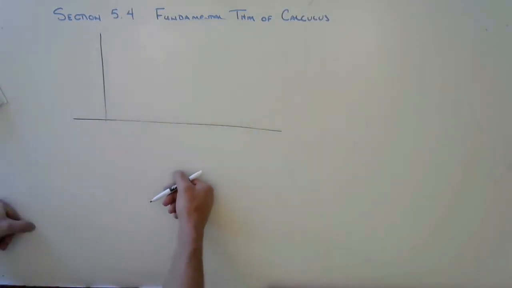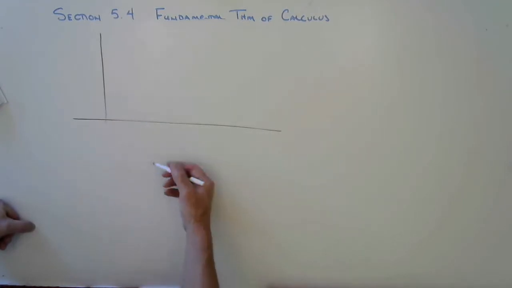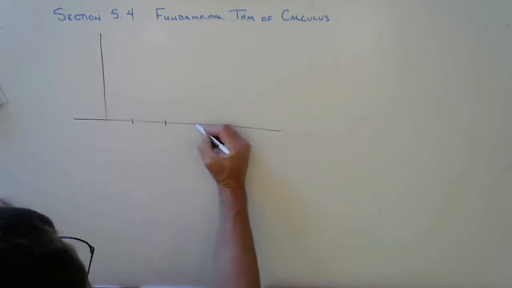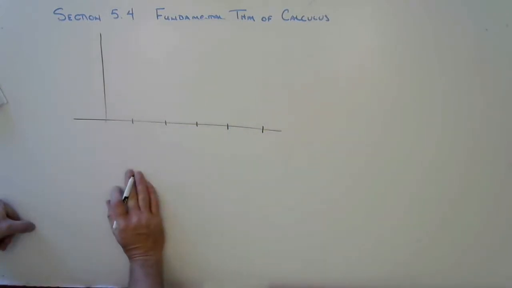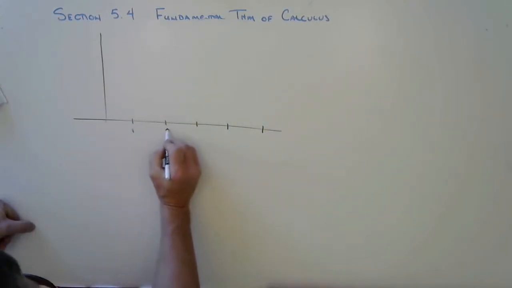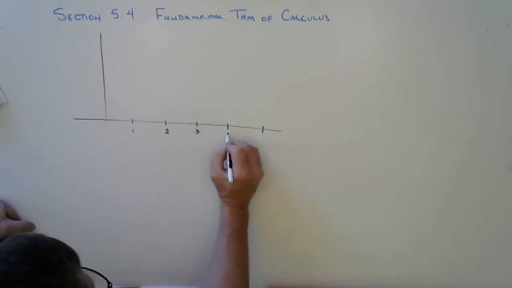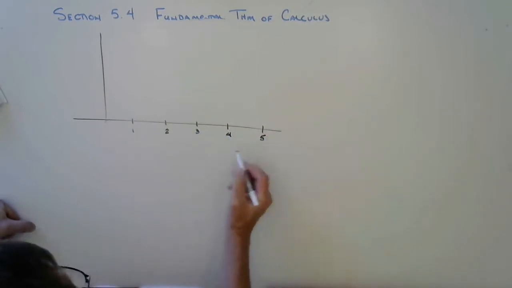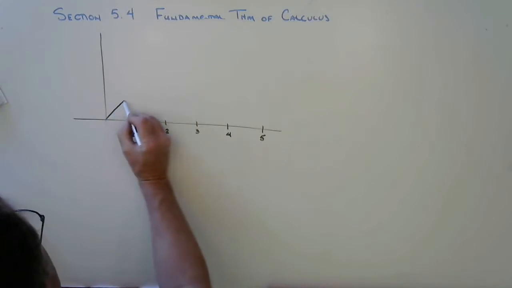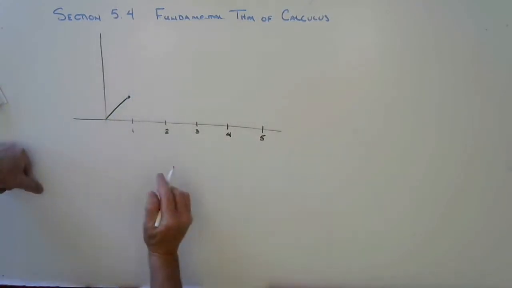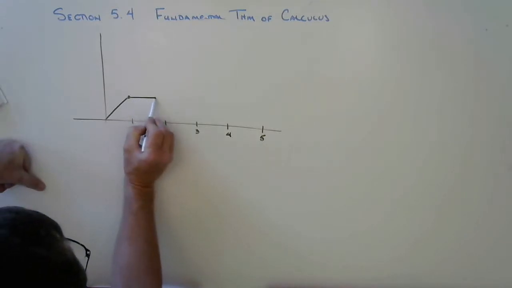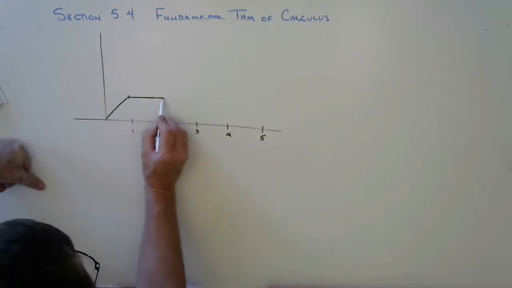We're going to make our function relatively boring. Okay? So here's 1, here's 2, here's 3, here's 4, here's 5. All right? So this is 1, this is 2, this is 3, this is 4, this is 5. And here's what our function is going to do. It's going to go up here to 1. And it's going to go straight across until we get to 2.